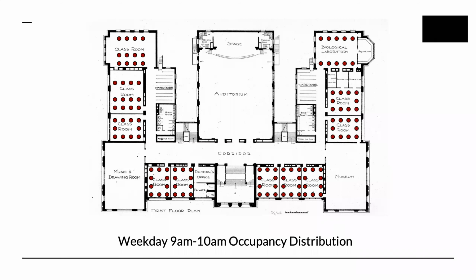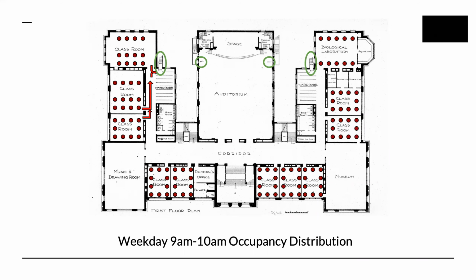This is a normal weekday 9 a.m. to 10 a.m. occupancy distribution graph of a high school. As you can see, the red dots represent the students who are currently in class, and the auditorium and music drawing room are currently empty. These four green circles represent the fire exits.